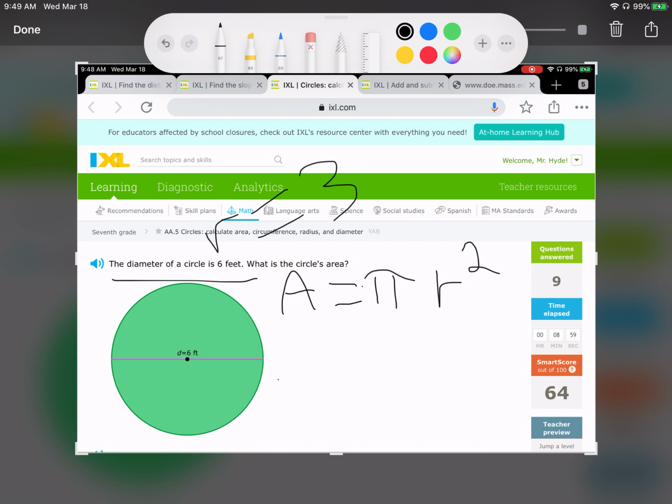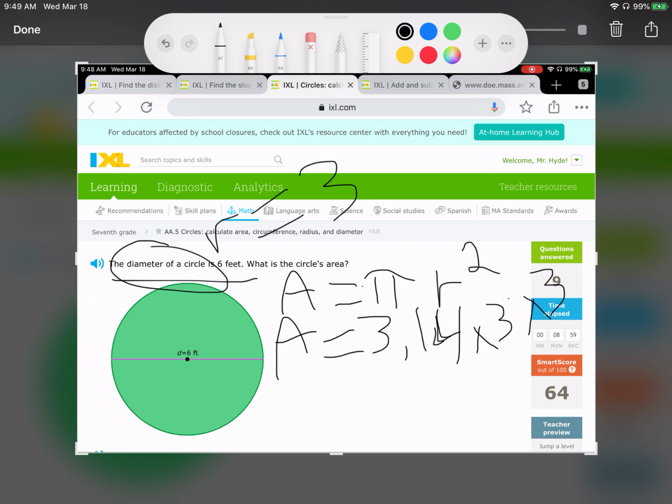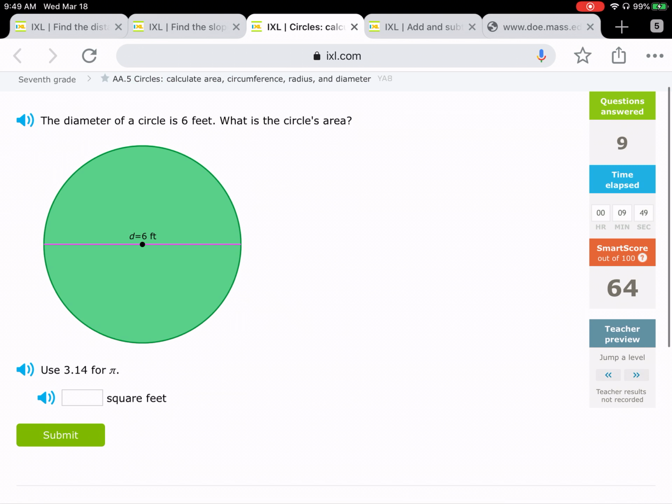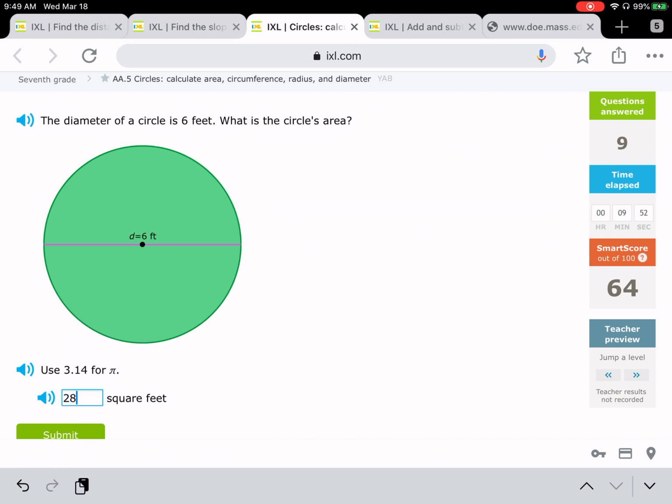So here, I'm just going to say area is going to equal 3.14 times 3 times 3. And that becomes a calculator problem. So 3.14 times 3 times 3 is going to give me 28.26. Now, again, keep in mind the big thing here is the fact that it says diameter is 6. So therefore, the radius is 3. So that's the only part that makes that problem a little tricky. And so 28.26.